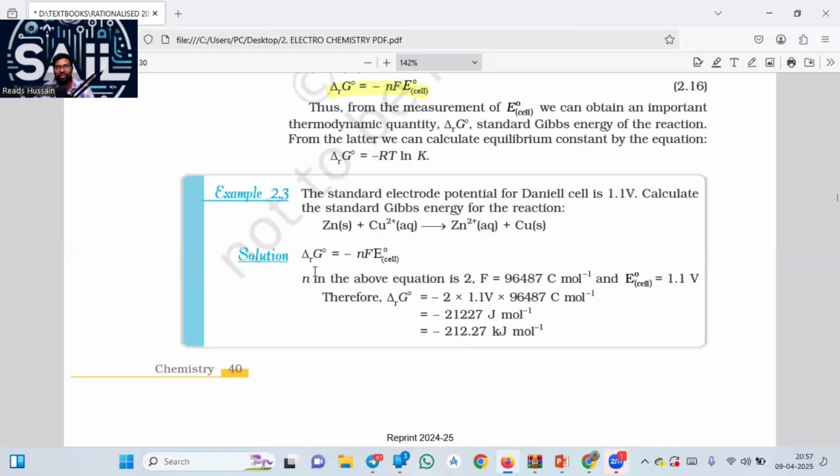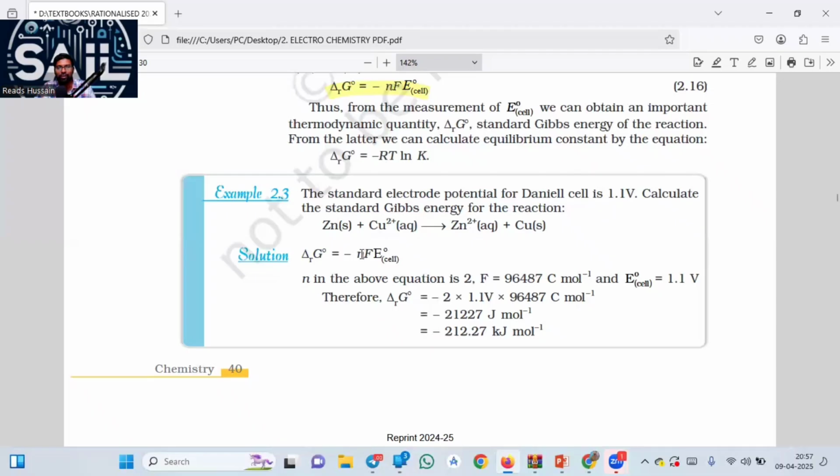Which relation do we have with us? We have this relation, that is delta G naught is equal to minus nF E naught. Is it very simple, no? Very easy, no? See here. Delta G naught we have to find. Delta G naught is equal to minus nF E naught. What is the given reaction? Zn plus Cu2+ gives Zn2+ plus Cu. How many electrons are getting transferred here? See here, zinc is 0, no? Here zinc is plus 2. 0 to plus 2 means 2 electrons are getting transferred. That means n value is 2.